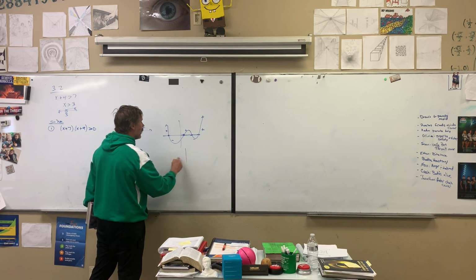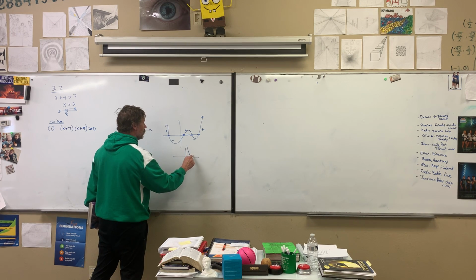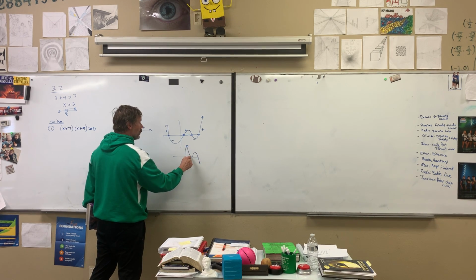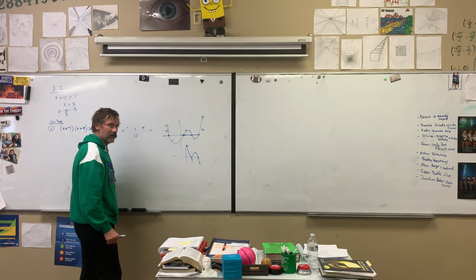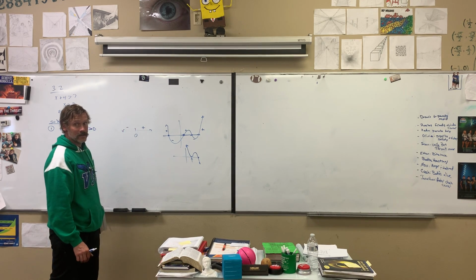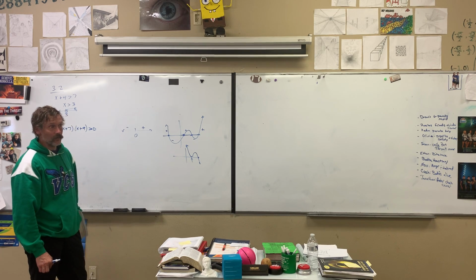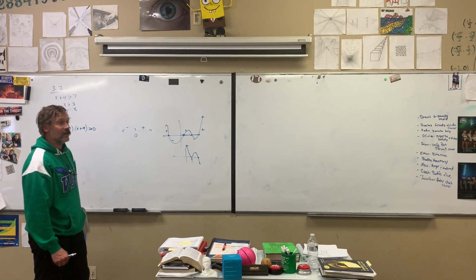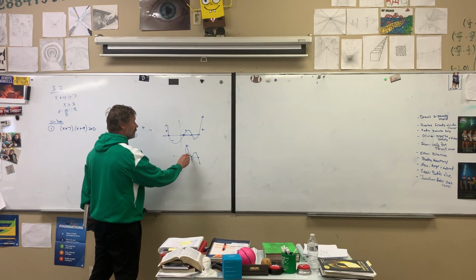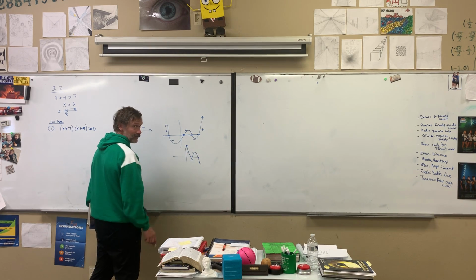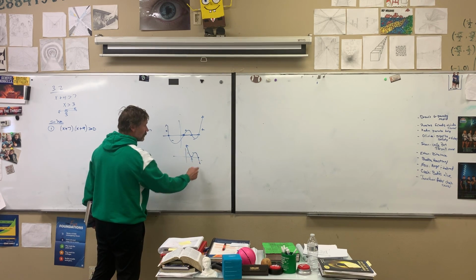Now, if you have a root like that, what kind of root is that? A double root, yeah. In a double root, in this case, it would go positive, hit the root, and then stay positive. And then it would change to a negative.